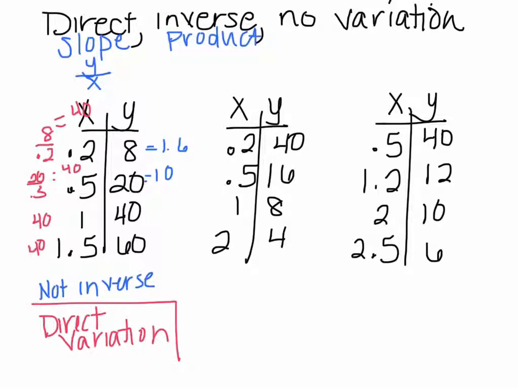Let's try the second one. 40 times 0.2 is 8. 16 times 0.5 is 8. 1 times 8 is 8. 2 times 4 is 8. Therefore, this is an inverse variation.